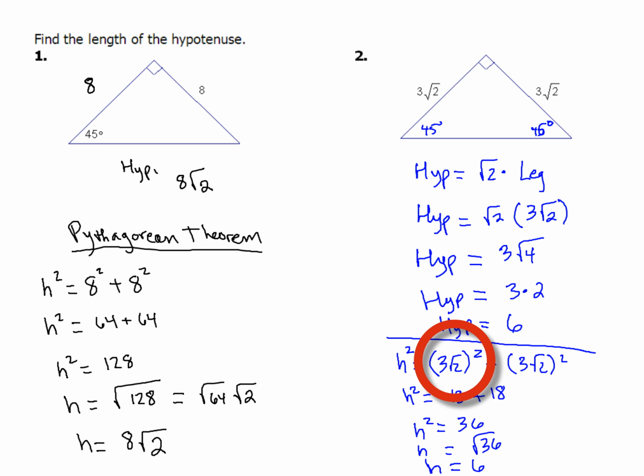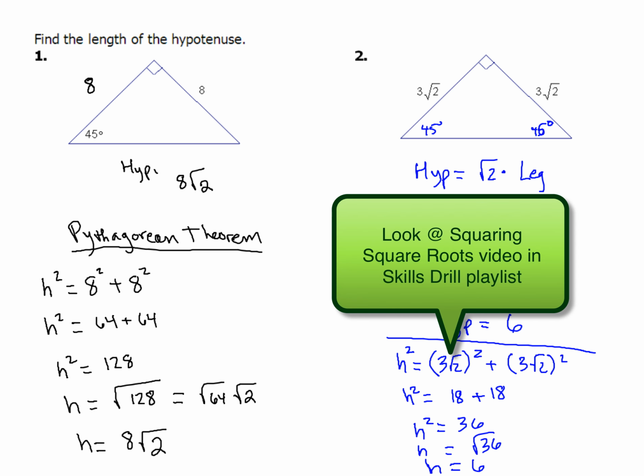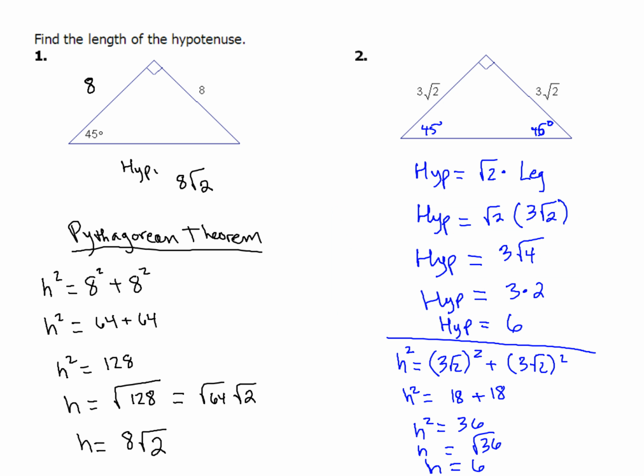If not, remember, there's over in the skills drill playlist, it'll take you through how to do that, because 3 squared is 9, times it by the number underneath the square root. Boom, 18, you're done. Bam. So you got h squared equals 18 plus 18. 18, that's easy, that's 36. When you take the positive square root of 36, booyah, you end up with 6.